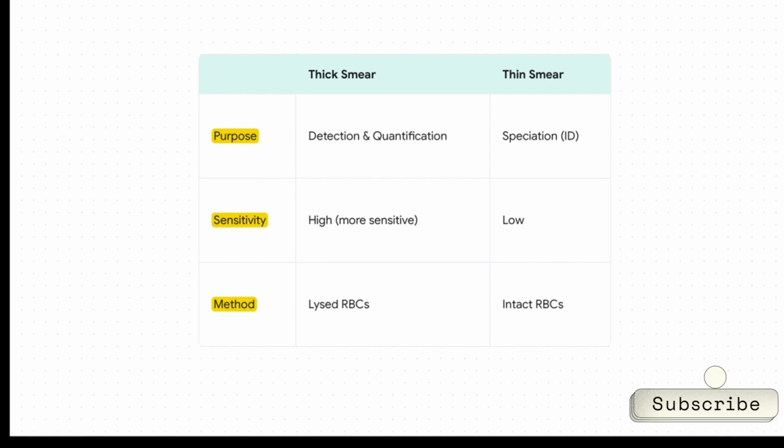It answers the question, is there any malaria here, yes or no? Then you have the thin smear. This is a neat single layer of cells. It's not as good for finding the parasite, but because the RBCs are intact, it's perfect for speciation. It answers the next question. Okay, we have malaria, but which species is it?